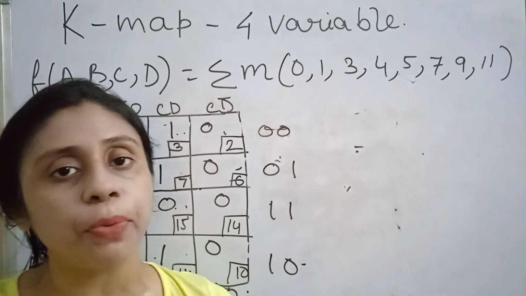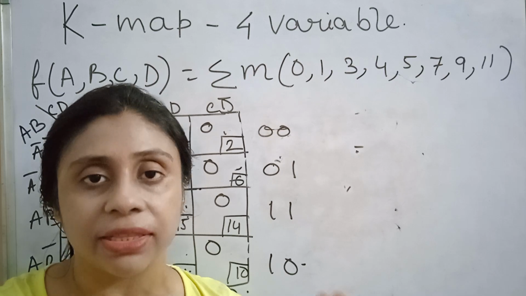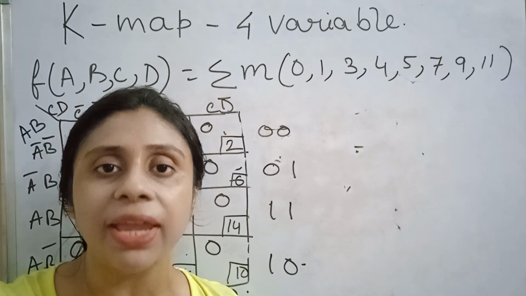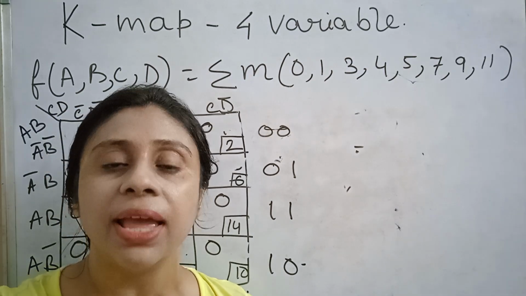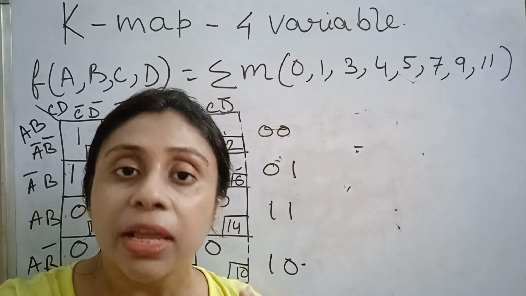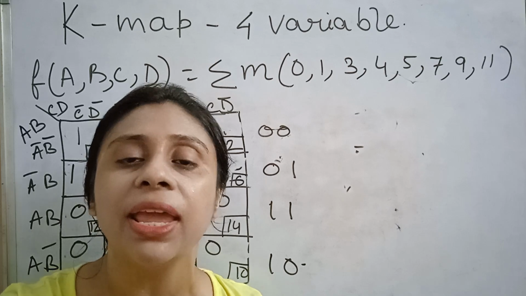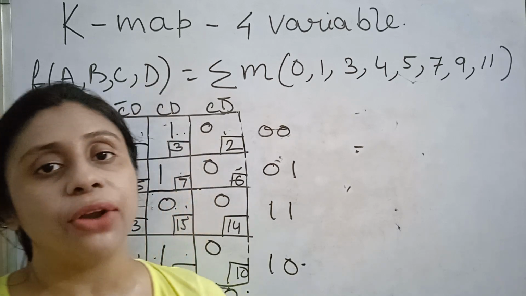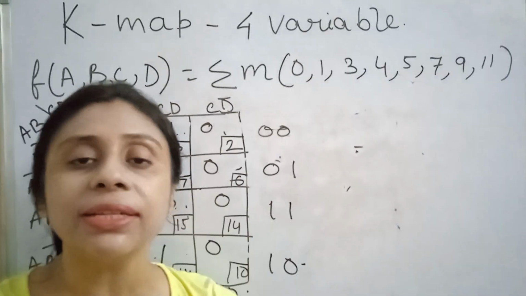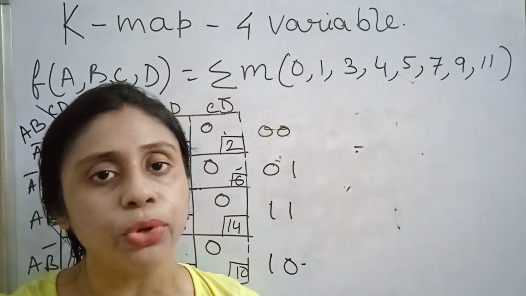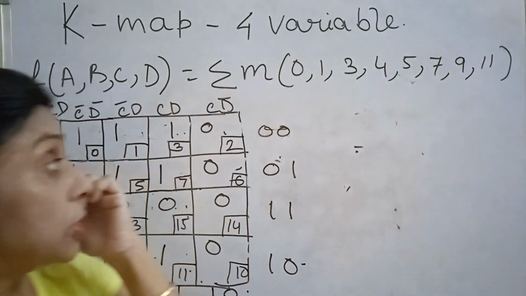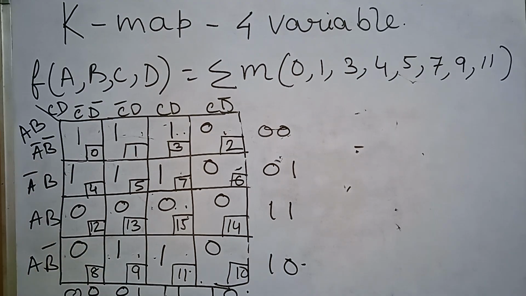Now another important point is the ones in a group must be in consecutive positions. That means there should not be any box gap between 2 ones. And rule number 3 is that horizontal and vertical ones can be in a group, not diagonals. Right? So how to group this Kmap?